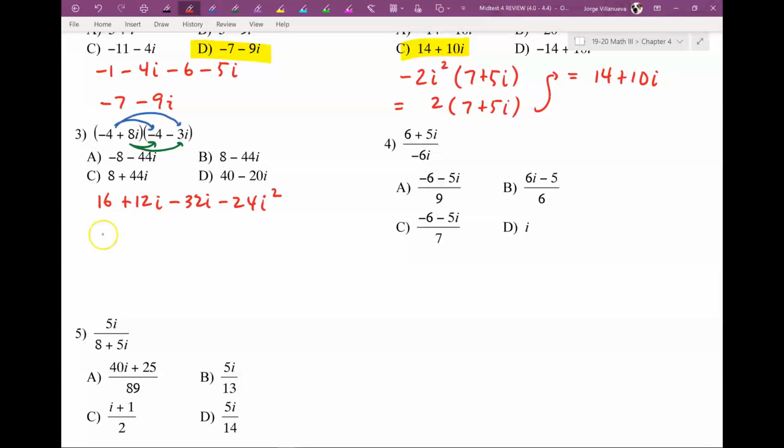Okay, so let me write that out. 16, 12 minus 32, that's negative 20i plus 24. To get the negative 20i, I got 12 minus 32, right? So negative 20. 16 plus 24, that's 40, minus 20i, so your solution will be D.